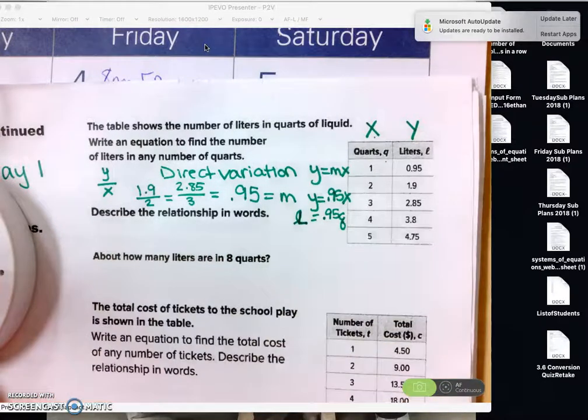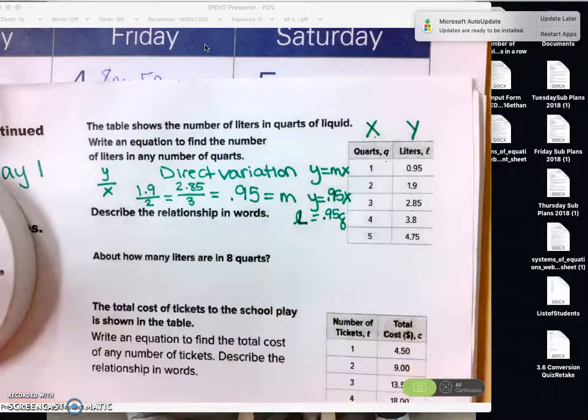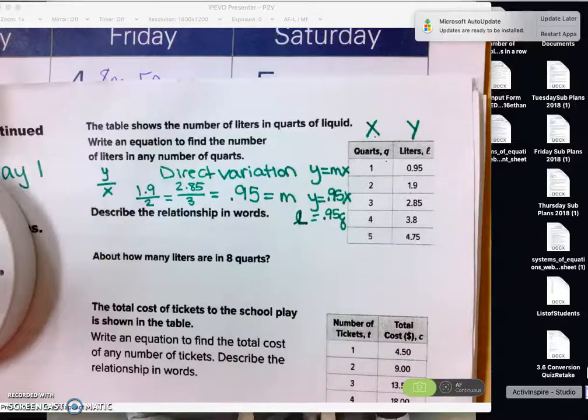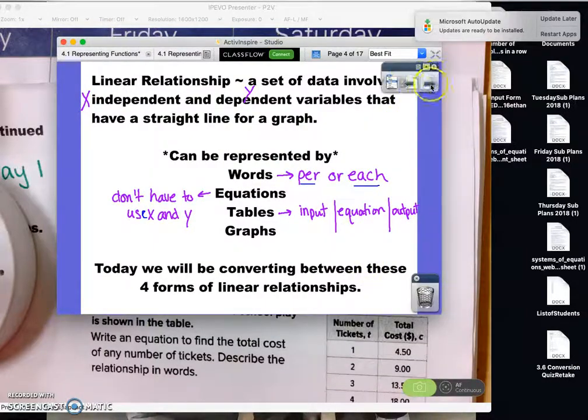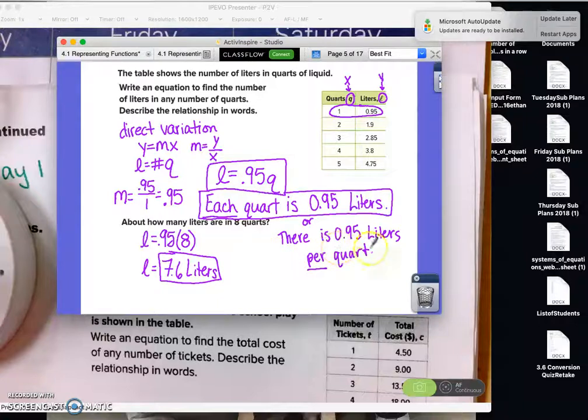So describe it using words. We want to use each or per. Each quart is 0.95 liters, or there is 0.95 liters per quart.